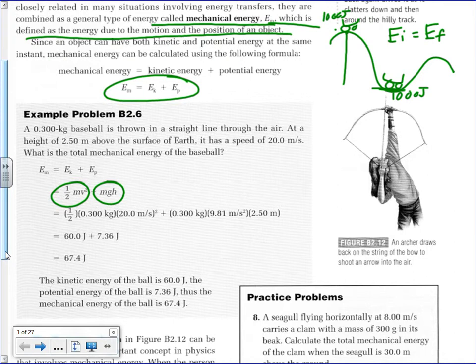All right, so it's just a matter of me doing both of those calculations and adding the two numbers together. To calculate the kinetic energy, I'd go 1/2 times the mass of the baseball times the speed of the baseball squared, and add that to the mass of the baseball times the acceleration due to gravity times the height above the Earth. When we do that, we find that it has 60 joules of kinetic energy and 7.36 joules of potential energy, meaning it has a grand total of 67.4 joules of mechanical energy.